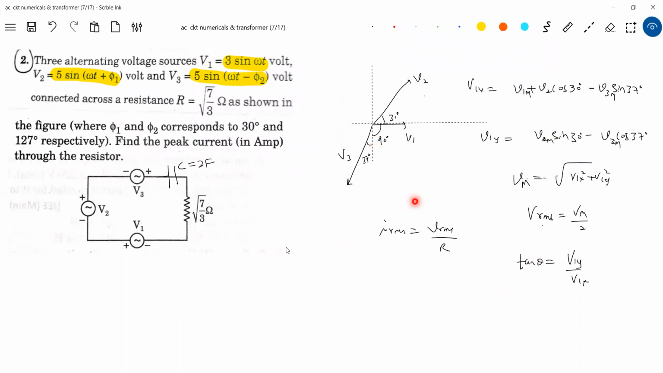You're just calculating, and what is the effective signal? You are going to write it like this: V is equal to Vm sin(omega t plus theta). Theta is what? The phase of the applied voltage.